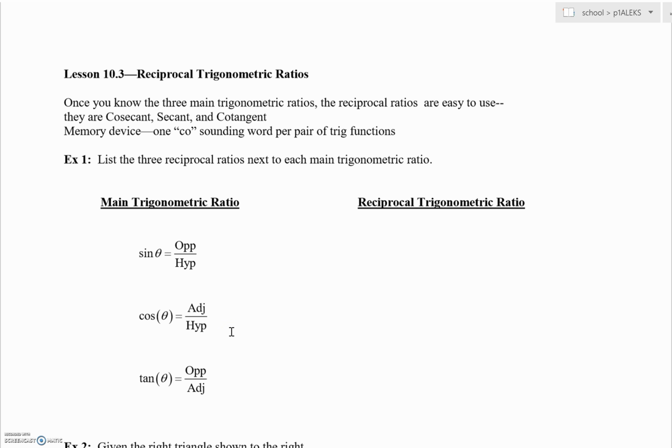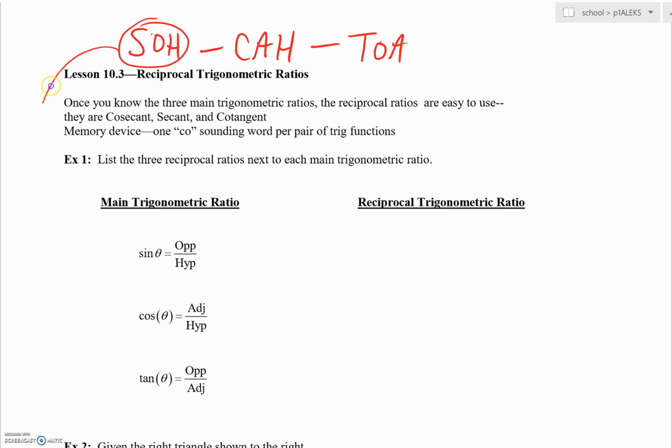Algebra 2, we're in lesson 10.3. We learned 3 trig functions, and we had SOHCAHTOA to help us know their definitions. All of these are really fractions or ratios. Like the SOH, you can see right down here, that was sine. S for sine. Sine of an angle was the opposite over the hypotenuse in a right triangle.